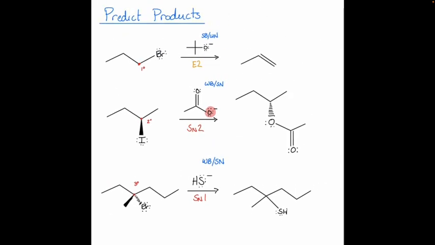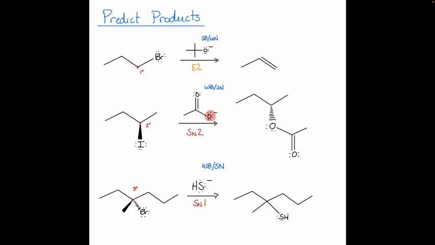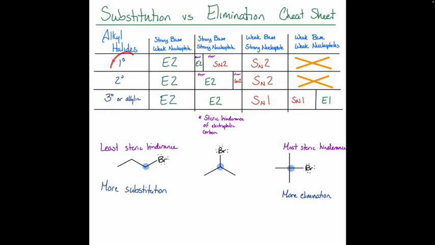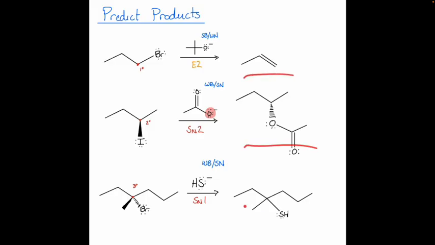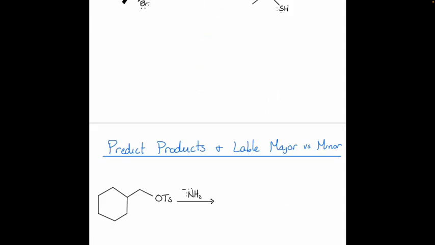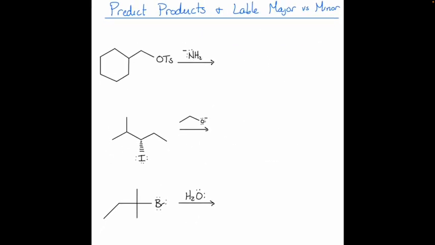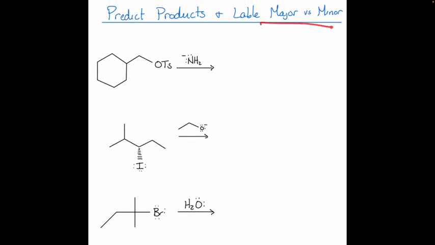Cool. All right. So name of the game: figure out the category of alkyl halide, figure out the category of your reagent, and that'll then point you to the type of reaction or reactions. For this first set here, I specifically just did reactions with one product. All right. Now let's step it up, do a little bit more complicated. You're going to predict products and label any major versus minor products that we would expect.